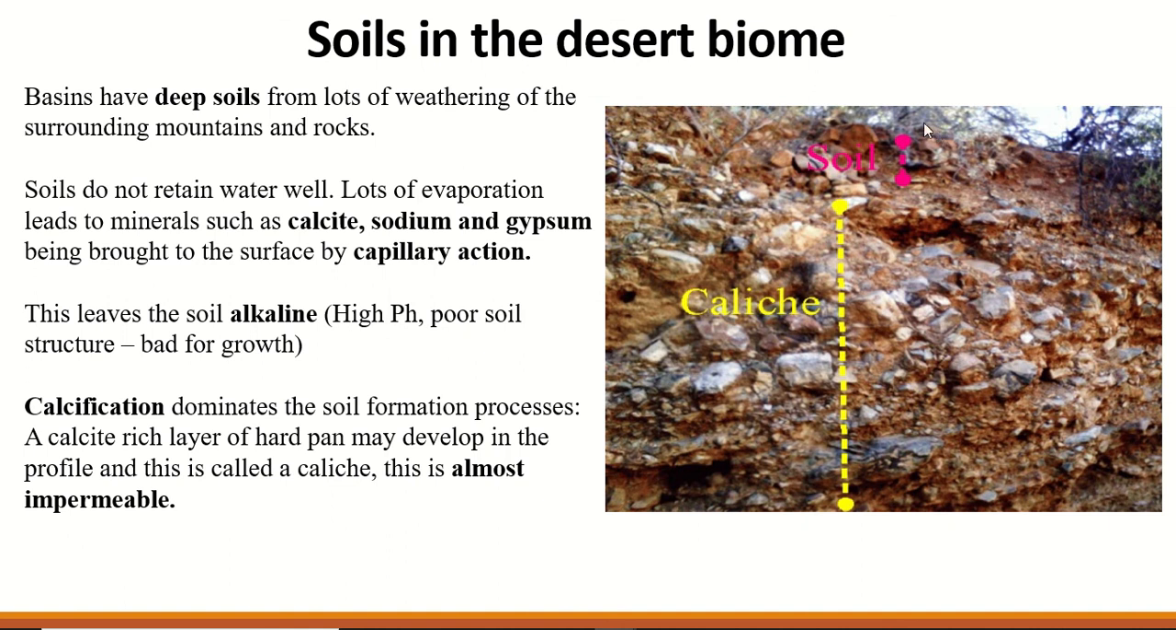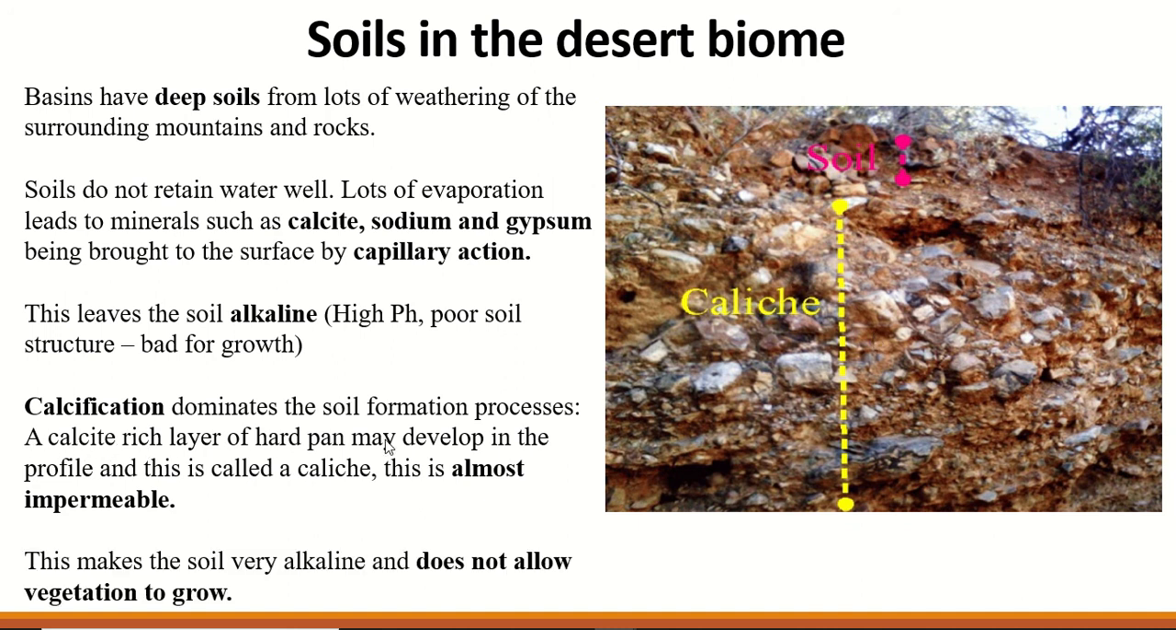For example, you look at the plants up here. The deeper you go in soil, the greater chance you have of finding the water table. There's water very deep underground. These plants cannot access the water table that's really deep because of this impermeable layer called a calcite layer. This makes soil very alkaline and does not allow vegetation to grow, as we can see.